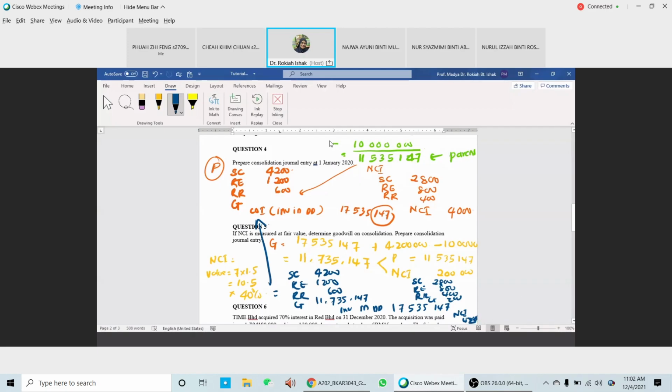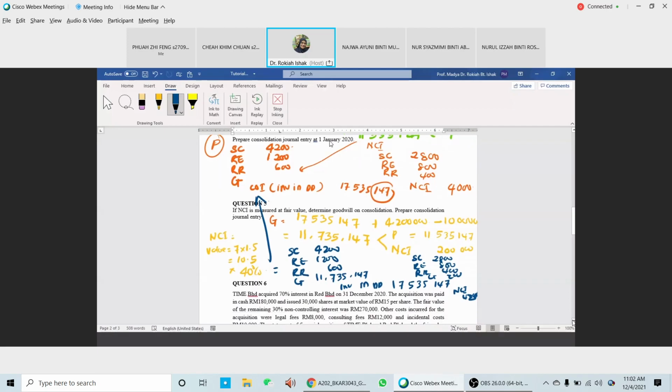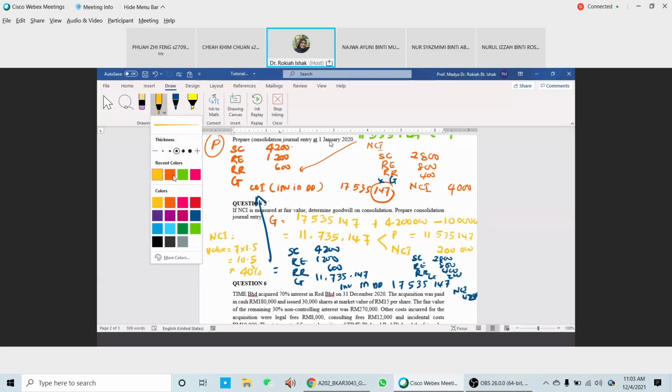So thank you for that one. The difference here is only in the journal entry for the NCI. When you compare these two, if you use the proportionate method there is no goodwill, but when we use fair value, there is goodwill for NCI. The amounts are the same, 2.8, 800, 400, but this time you have goodwill for NCI. Only this part has a difference.